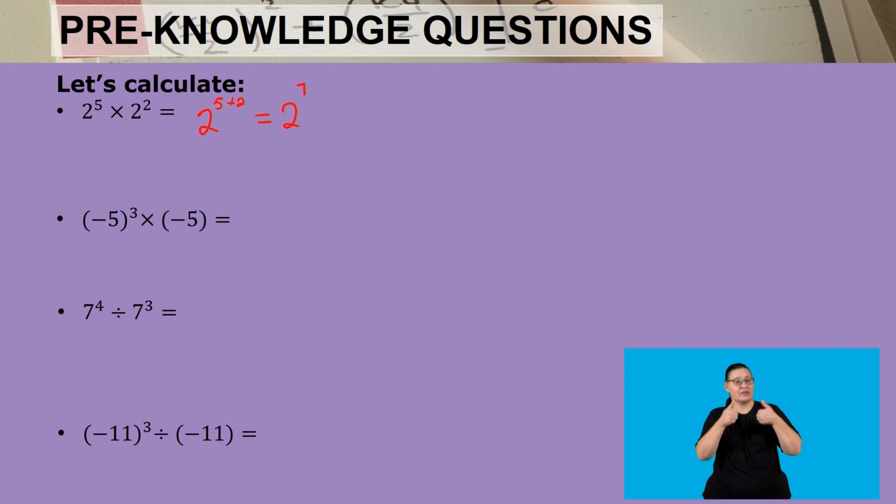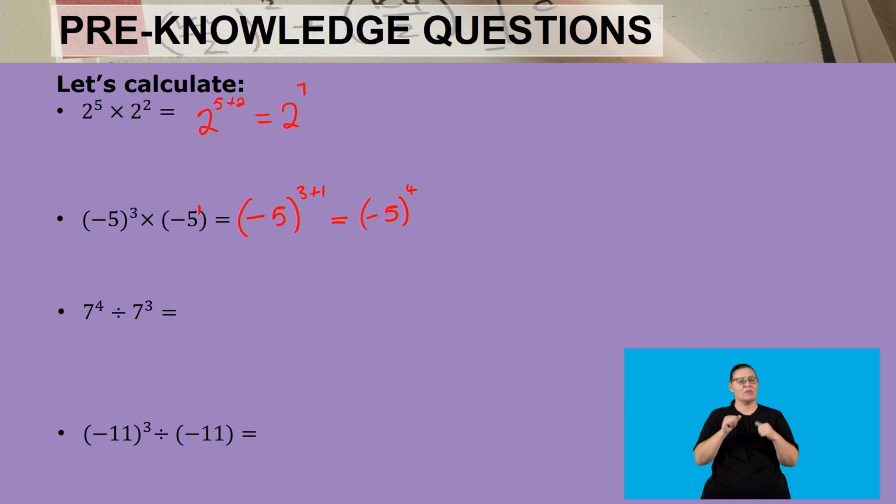What about this next one here, where again, we are multiplying two powers that have the same base. Remember, it's negative 5 exponent 3 multiplied by negative 5, and that exponent there, remember, is a 1. So what are we going to do since we are multiplying powers that have the same base? We are going to keep that base, and again, we are going to add the two exponents. That is going to give us a final answer of negative 5 exponent 4.